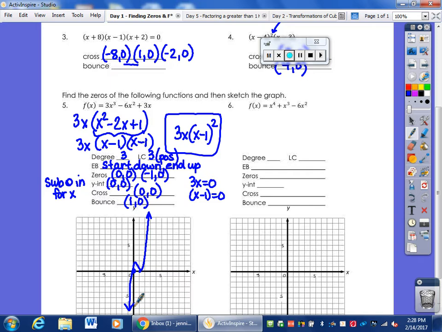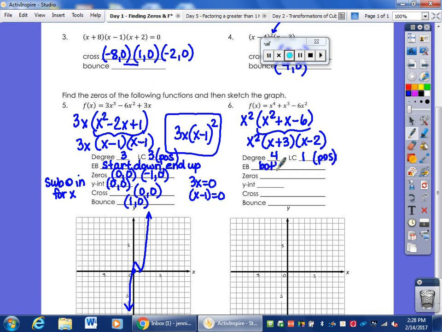Alright, for the next one, let's factor out an x squared, leaving us with x squared plus x minus 6. This can be factored into x plus 3 and x minus 2. So we have a degree of 4, leading coefficient is a 1, which is positive. If it's fourth degree with a positive leading coefficient, both ends are going up. Our zeros are going to be at negative 3, 0, and at 2, 0.